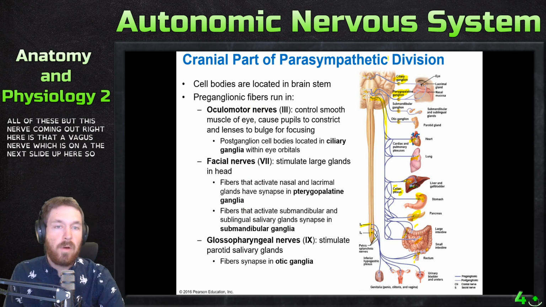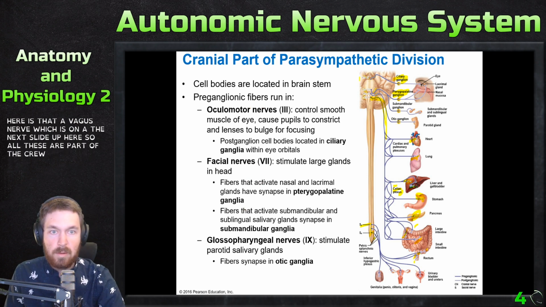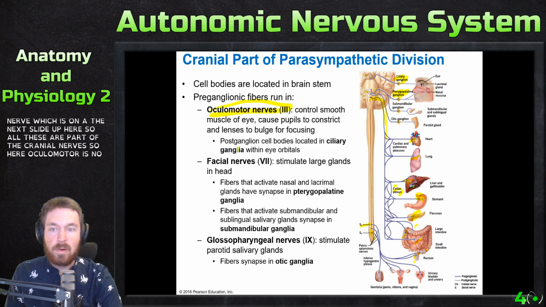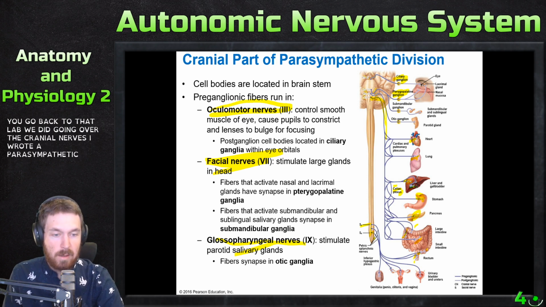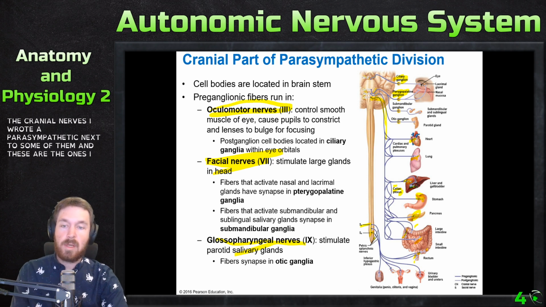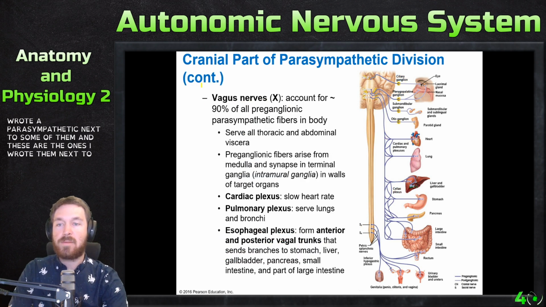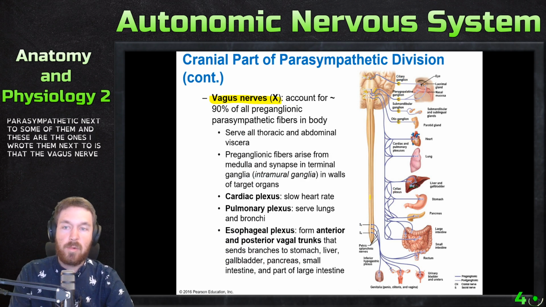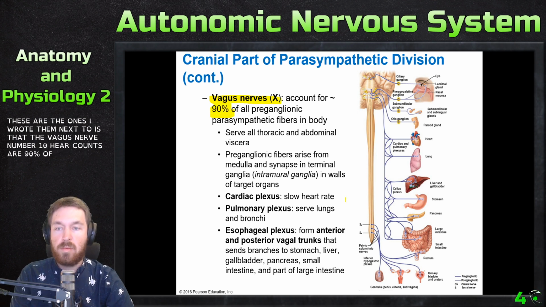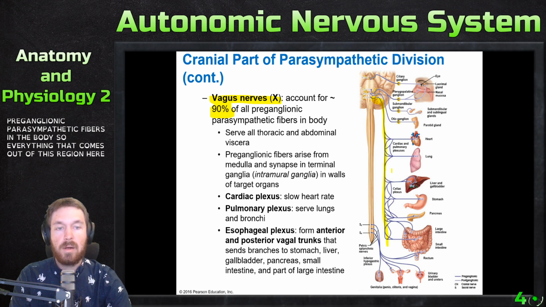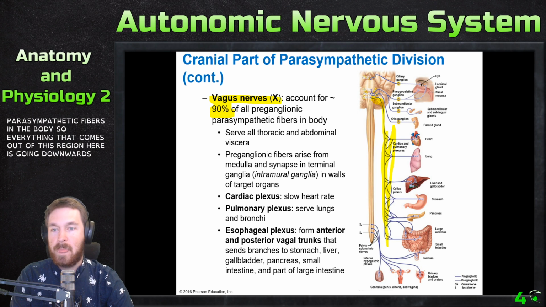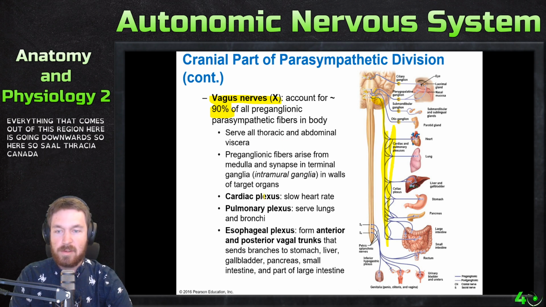But here, all these are part of the cranial nerves. So here, oculomotor is nerve 3, then the facial nerve, and glossopharyngeal nerves. If you go back to that lab we did going over the cranial nerves, I wrote parasympathetic next to some of them, and these are the ones I wrote them next to. And then the last one, again, is that vagus nerve. Number 10 here accounts for 90% of all preganglionic parasympathetic fibers in the body. So everything that comes out of this region here is going downwards, and serves all thoracic and abdominal viscera.